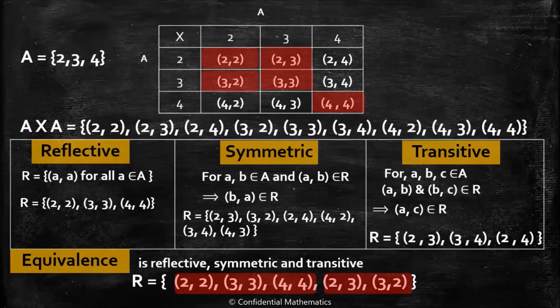Now to check the transitive, is it transitive or not? For the transitive, previously we have already talked about it. A is related to B, 2 is related to 3, and B is related to C, 3 is related to 2. It gives A is related to C, meaning first is related to last, that is 2 comma 2 is there. Yes, 2 comma 2 is also here, so it is transitive also.